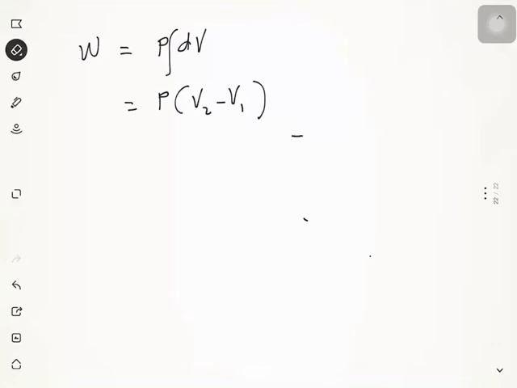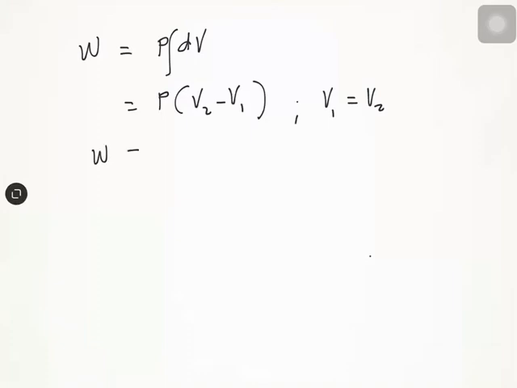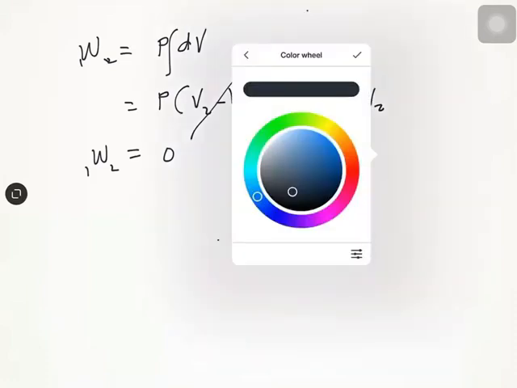Next. On the process, the formula for work, therefore, we have W equals integral of P dV. Given at constant pressure, that is P times (V2 minus V1). So in this isochoric process, where the volume is constant, V1 is equivalent to V2, so the work from 1 to 2 is 0, basically because we have this isochoric process.